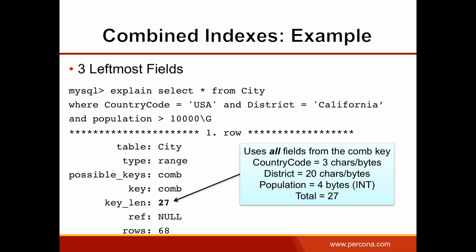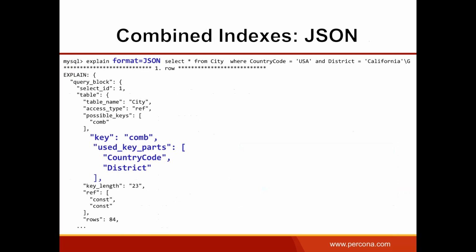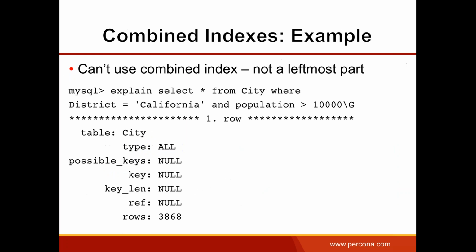So that looks good. Now, if you're a little bit tired of doing this math, what you can do is you can use a new feature in MySQL 5.6, which uses the JSON format. You can add this to your explain query and add this format equal JSON, and MySQL will show you which fields it will use out of the index, so you don't have to calculate the length.